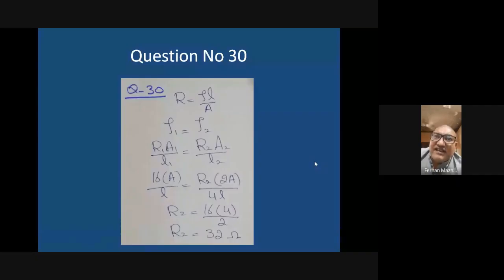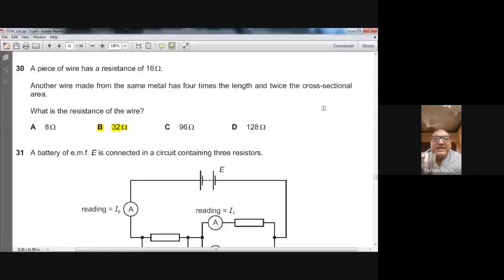A2, the cross-sectional area, is double the cross-sectional area in the first case, and L2 is 4 times the length. So when I make R2 alone, A and A cancel on both sides, L and L cancel on both sides. So you will have 16 multiplied by 4 divided by 2. The answer will be 32 ohm. So the R2 value will be 32 ohm. I hope that you have understood this numerical. So B is the choice. B is the right choice.